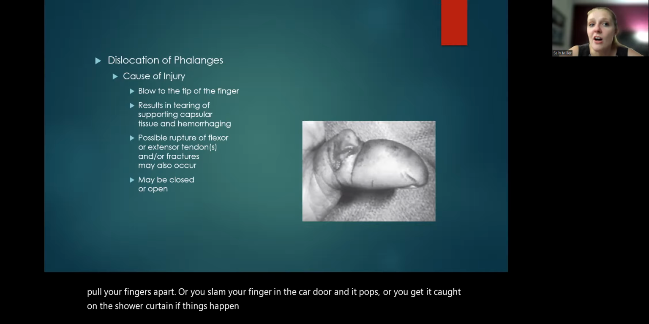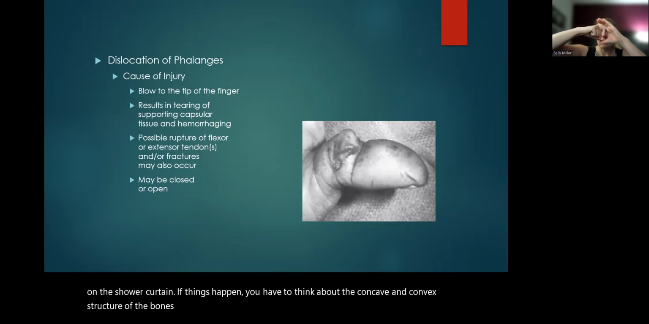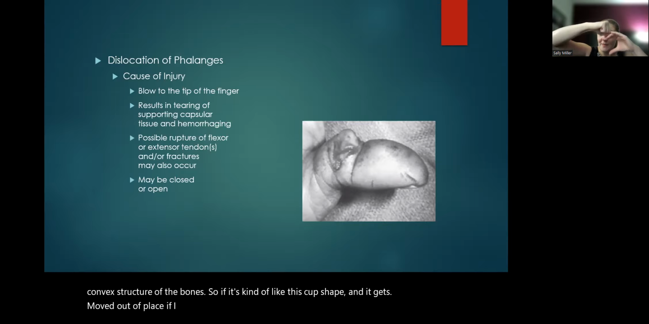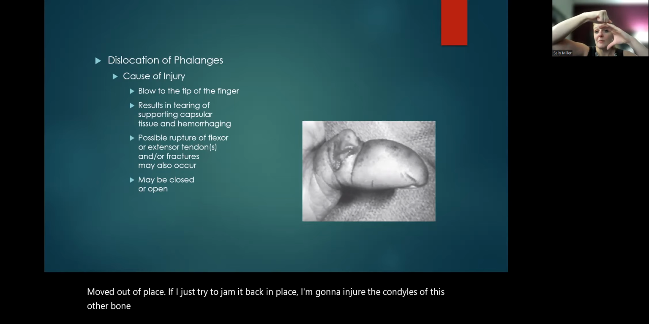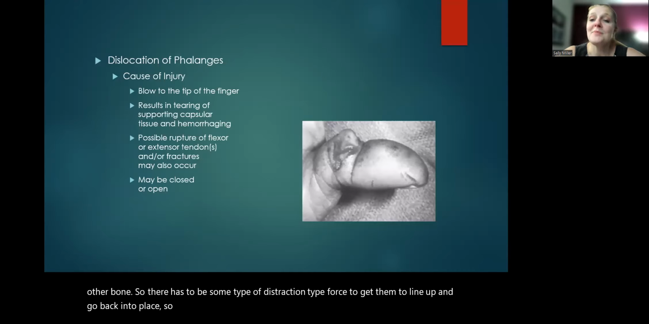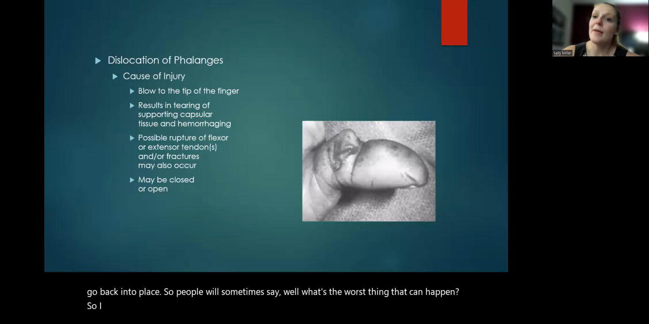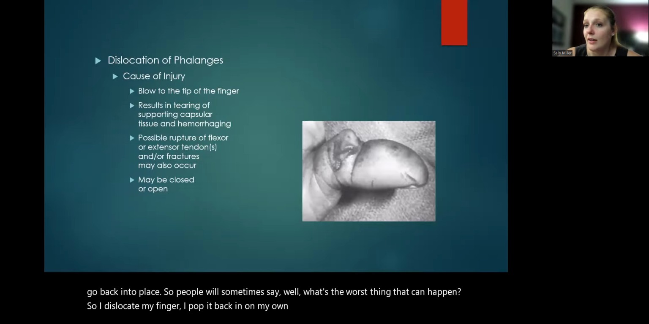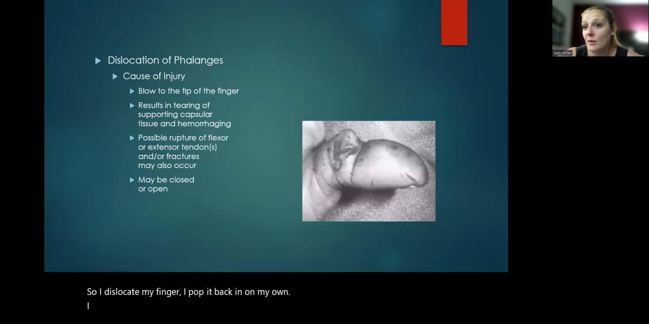You have to think about the concave and convex structure of the bones. So if it's kind of like this cup shape and it gets moved out of place, if I just try to jam it back in place, I'm going to injure the condyles of this other bone. So there has to be some type of distraction type force to get them to line up and go back into place. So people sometimes say, well, what's the worst thing that can happen? So I dislocate my finger, I pop it back in on my own. I can move my fingers. That just saved me $6,000 in ER bills.